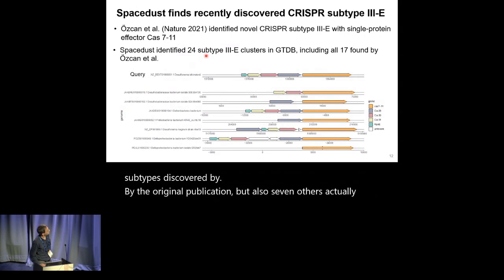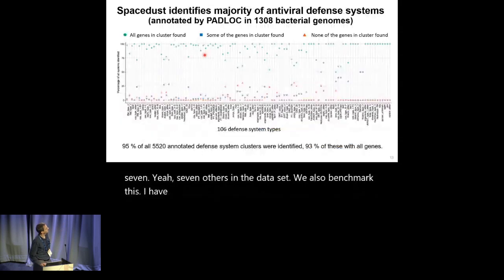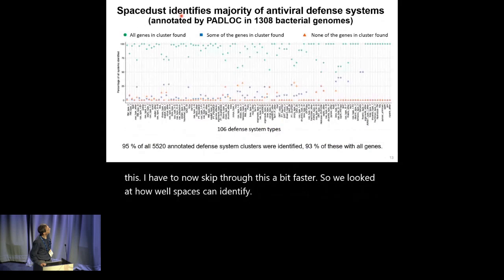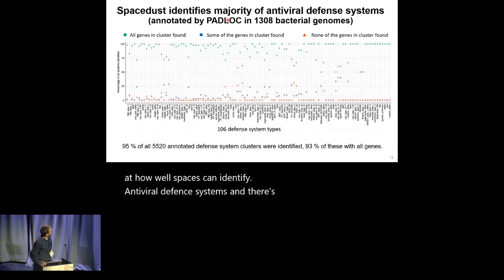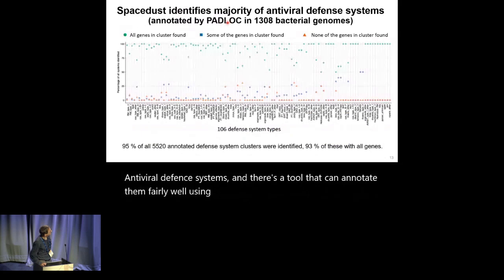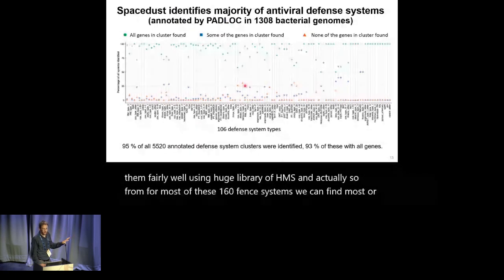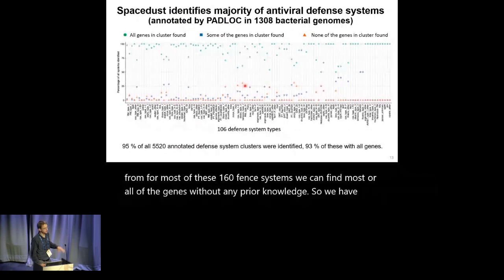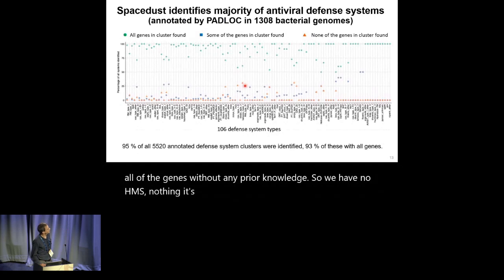So we also benchmarked this. I have to skip through this a bit faster now. We looked at how well Spacedust can identify antiviral defense systems, and there's a tool that can annotate them fairly well using a huge library of HMMs. For most of these 106 defense systems, we can find most or all of the genes without any prior knowledge. We have no HMMs, nothing. It's completely de novo. So this shows you that most of these things can actually be discovered.